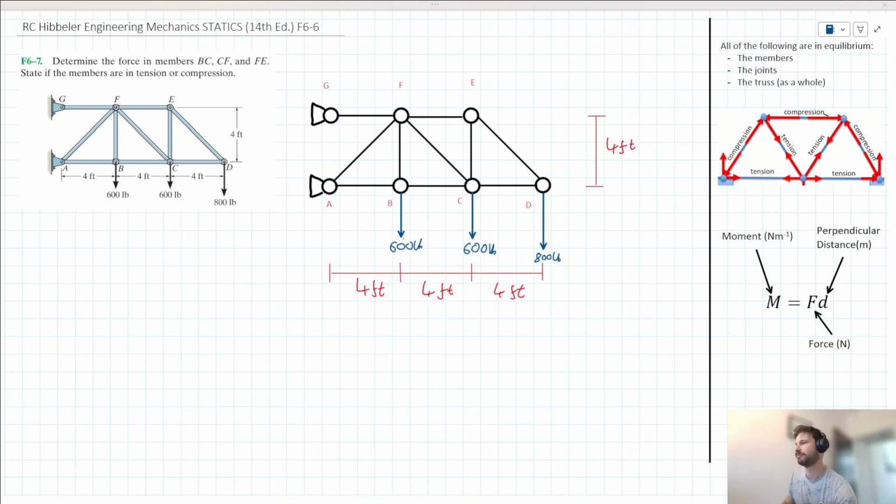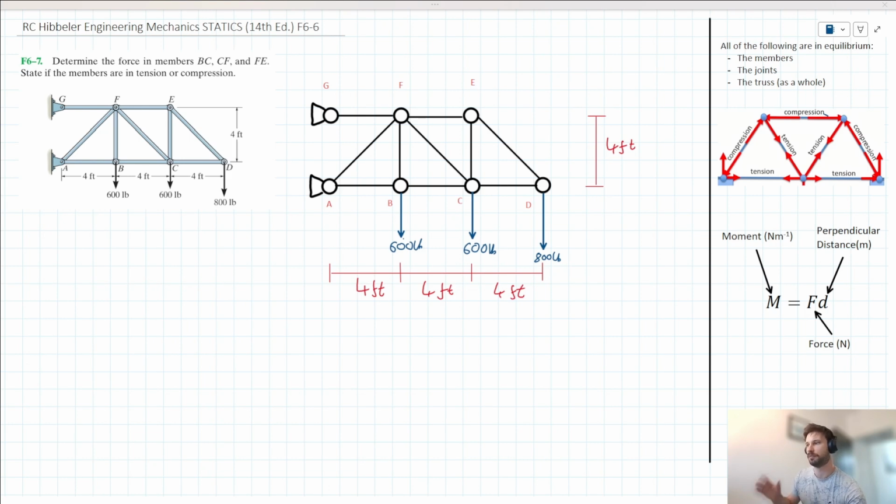So we have this problem from chapter 6 here, which is a method of joints problem. It's asking us to determine the forces in members BC, CF and FE, and state if the members are in tension or compression. So I've kind of replicated the diagram on the right here just so that we can make an absolute mess of it.